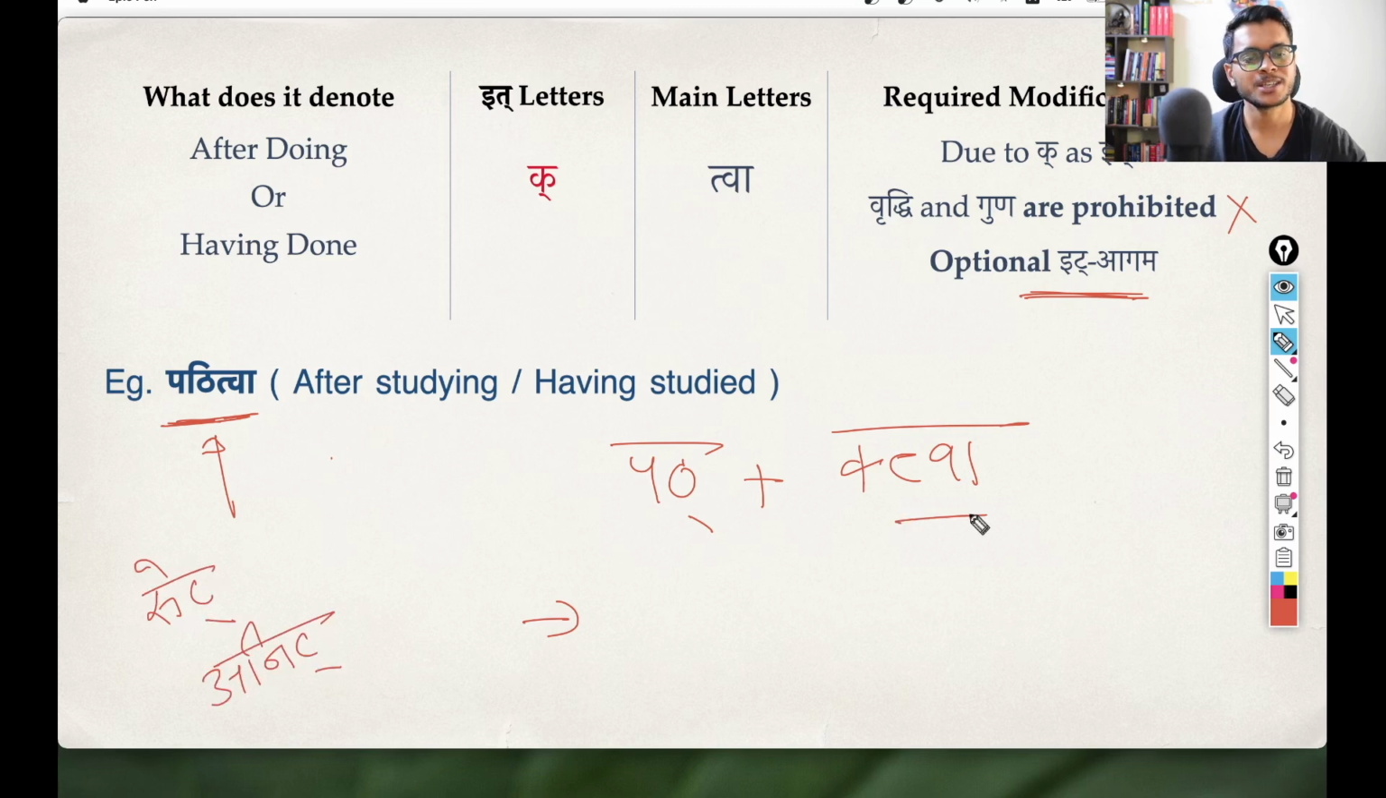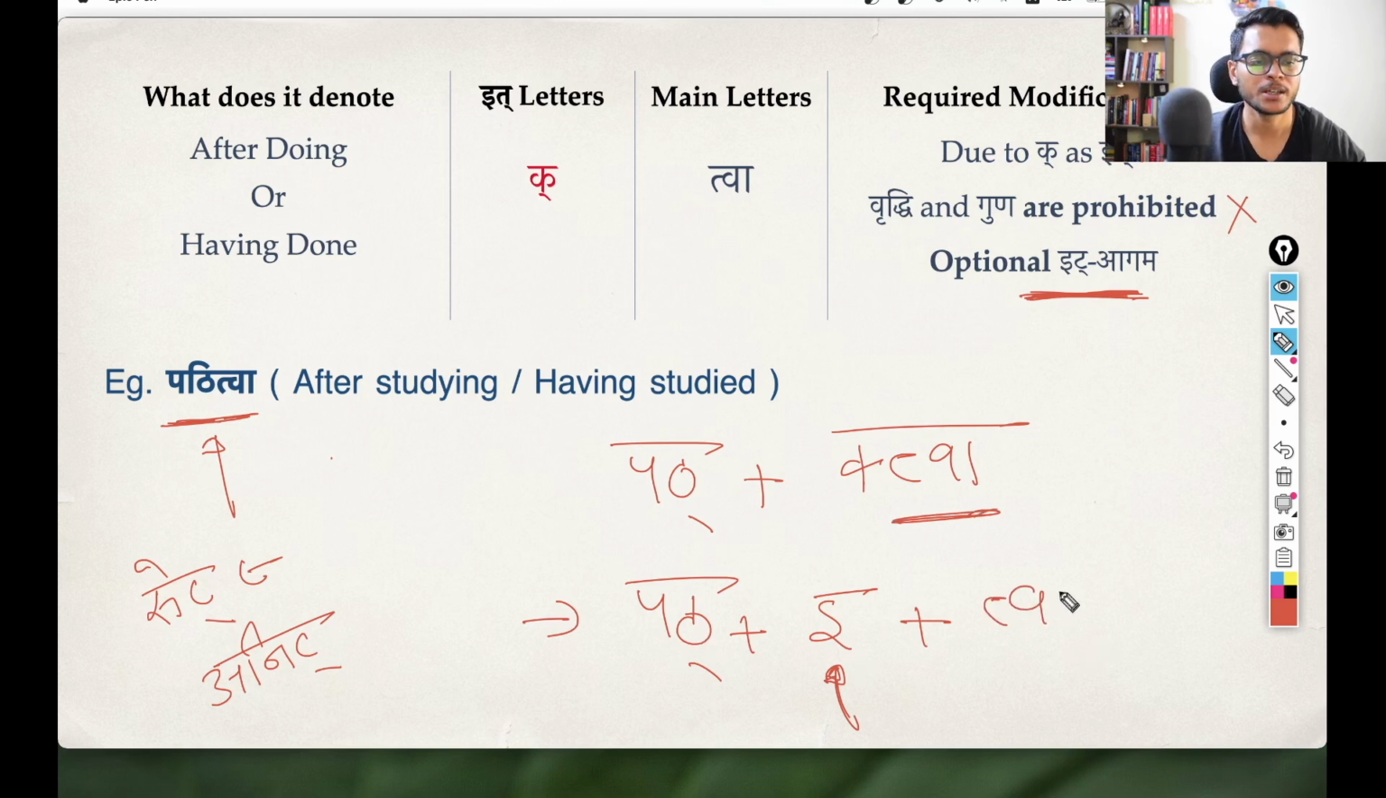The suffix has already satisfied its condition, but the dhatu has to be a set dhatu in order for the it agama to happen. And since pat dhatu is a set dhatu, the it agama will happen. So what we get is, we have this pat and we get this e. And that is what this it agama is, right? An additional hrasva e between dhatu and suffix. So pat plus e, and for twa we know the main content is twa.